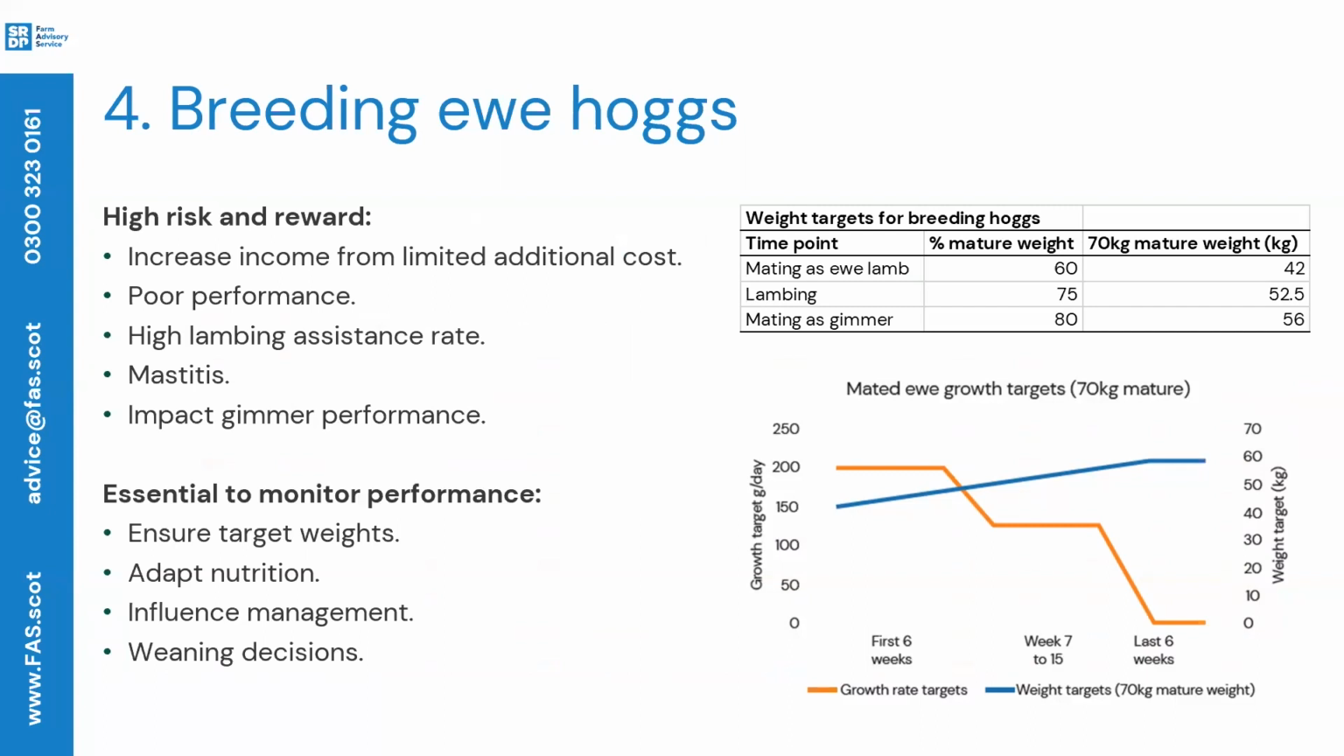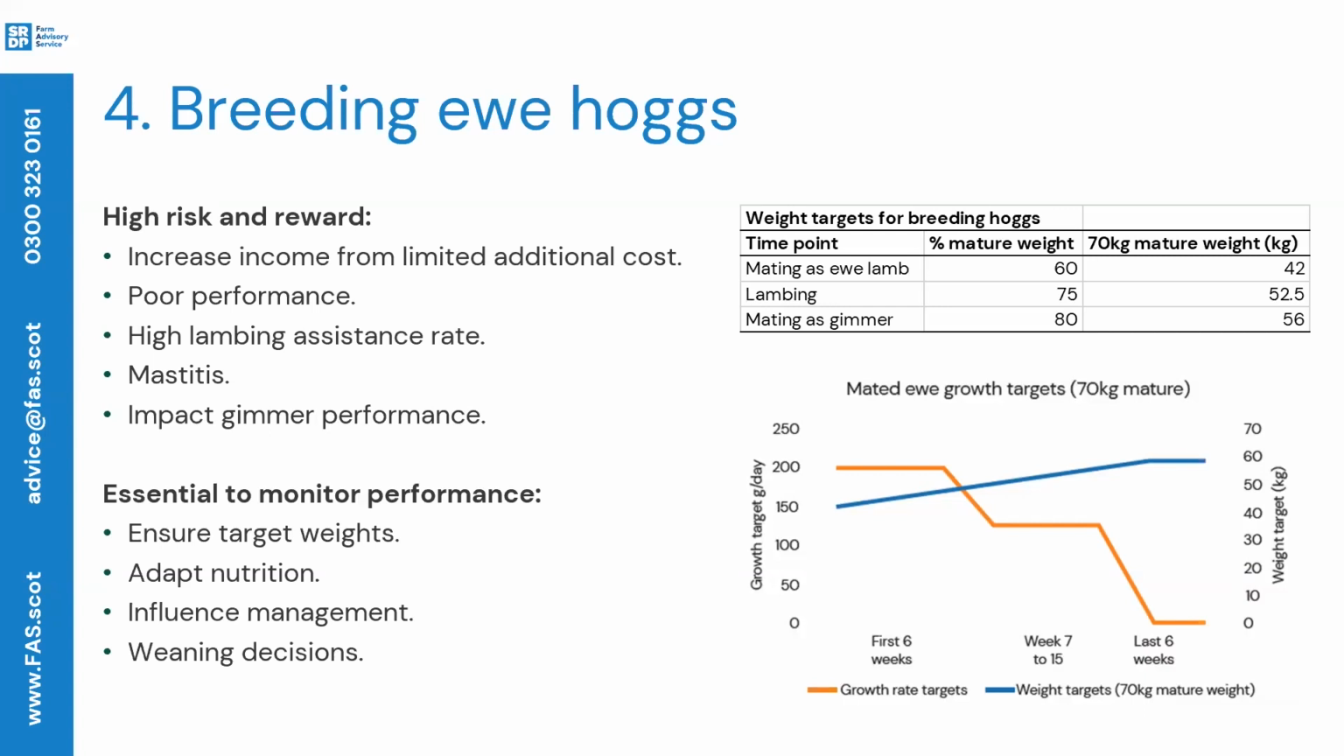We know that young ewes, and I've got a few subsets here of Challenge Sheep data, are responsible for 40% of light lambs, denominated as under 17 kilos at 8-week weight. We know that breeding ewe hogs can be a high reward. We can increase our income from generally limited additional costs. We probably won't change our stocking rate much, but we might capitalize a bit more on some surplus grass in the summer.